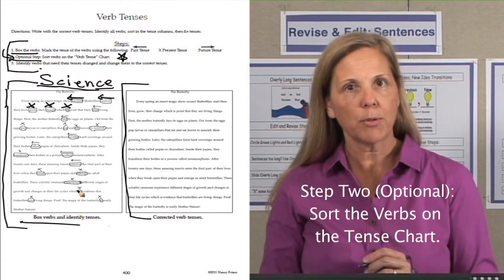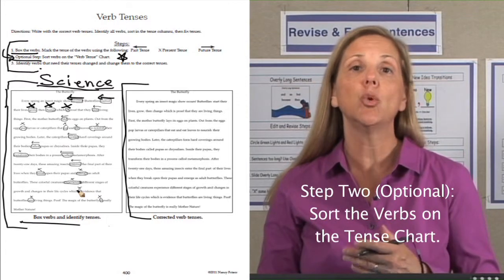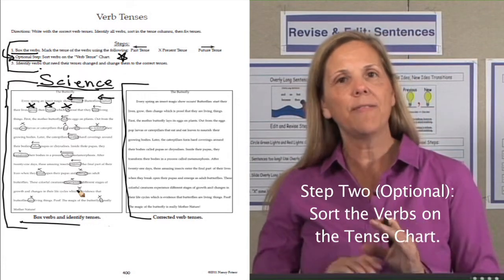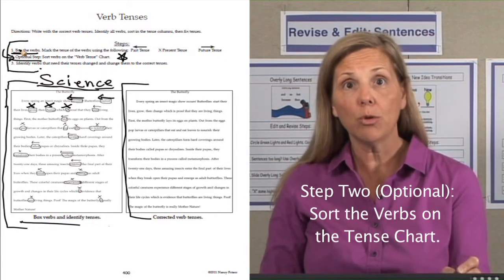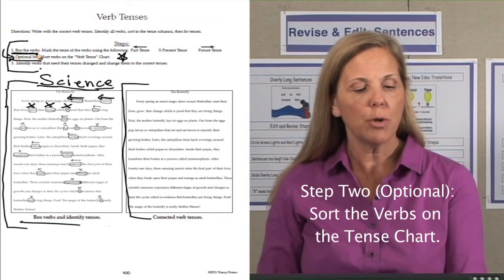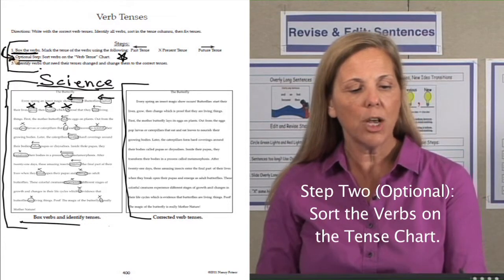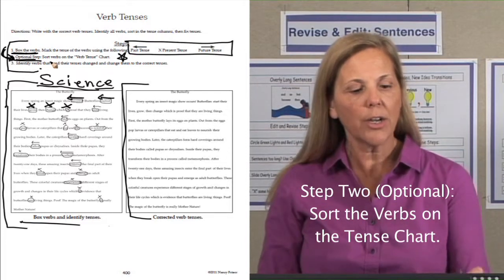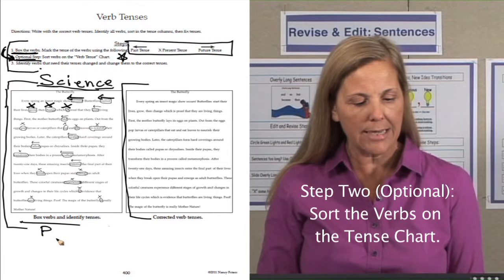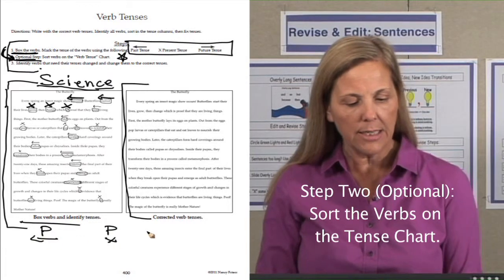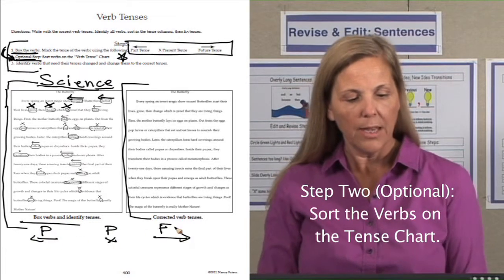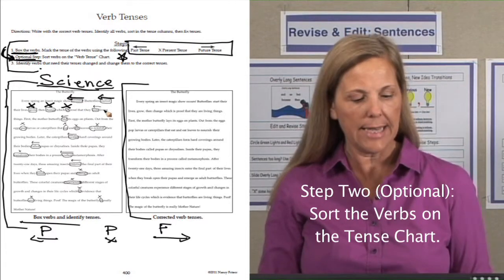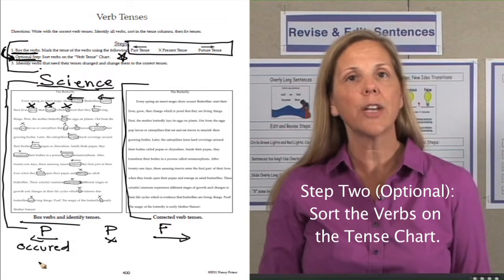Step 2 is optional. It's actually something that you may want to do in the beginning when you're first working with the verbs, and then fade it out. If you are going to use step 2, what you would do is box the verbs, then jump to step 2. You wouldn't put the arrows or the X's on the verbs yet. Let's look at our verbs. What do we have? We have past tense, we have present tense, we have future tense. Let's look at our first boxed verb. What is it? Occurred. What tense is that? Past tense. Let's write it underneath our list.